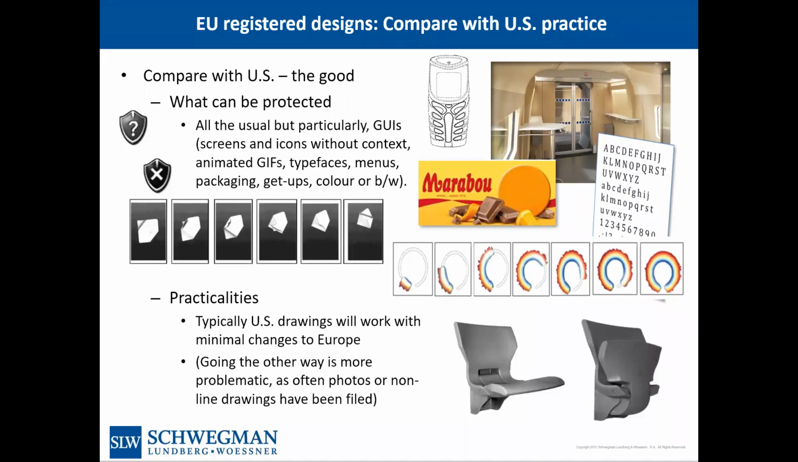As we've said, they're all the usual, but there's some more freedom, I think, than the US in relation to graphic user interfaces and screen icons. They can be protected without necessarily being shown in context on an abstracted kind of screen. There are examples here of animated icons, such as the mail envelope folding up and flying away here, or the progress circle here shown in stages. We have a typeface here. We have the get-up of the inside of a railway carriage. We have, of course, a mobile phone.